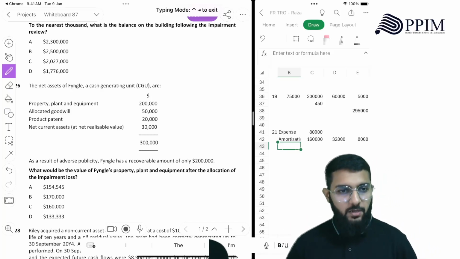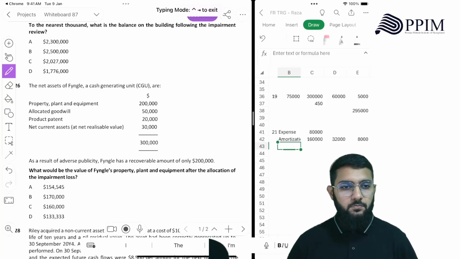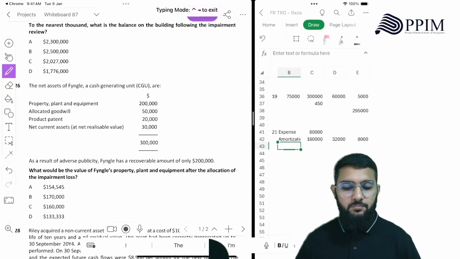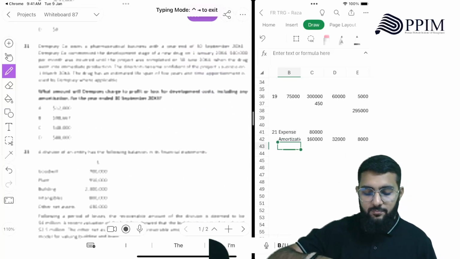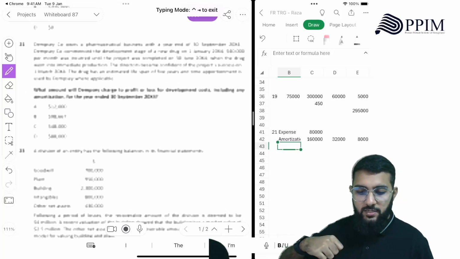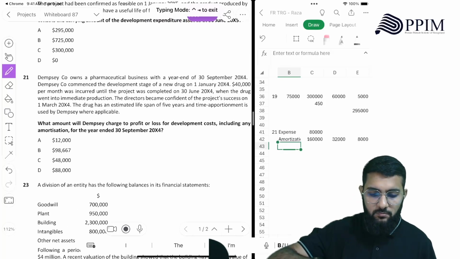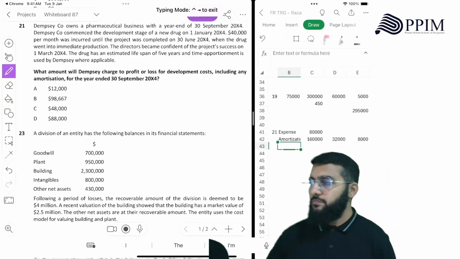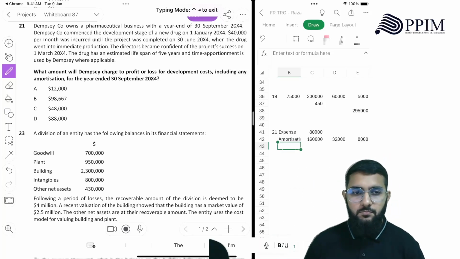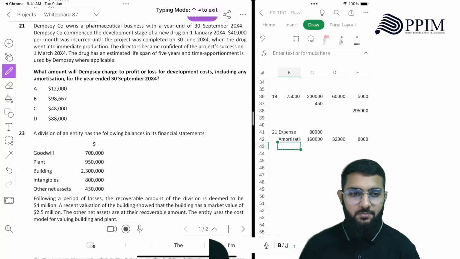Do you allocate impairment to building? Will you allocate impairment to building? How much will you allocate as impairment to building? Tell me. 2.5 divided by?